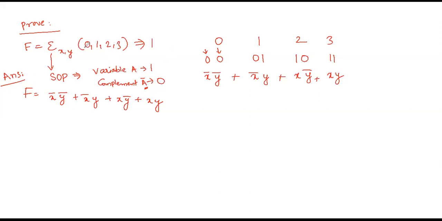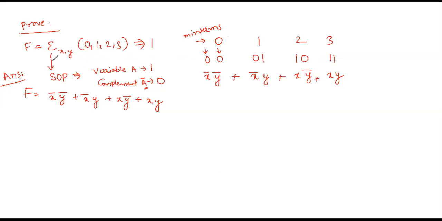So we have 4 minterms: 0, 1, 2, 3. These are called minterms. With two variables, how can you write 0? 0, 0 will be equal to 0. And 1 you can write as 0, 1. 2 you can write as 1, 0, like this. The first digit indicates x, the second digit indicates y. Like that you write down.